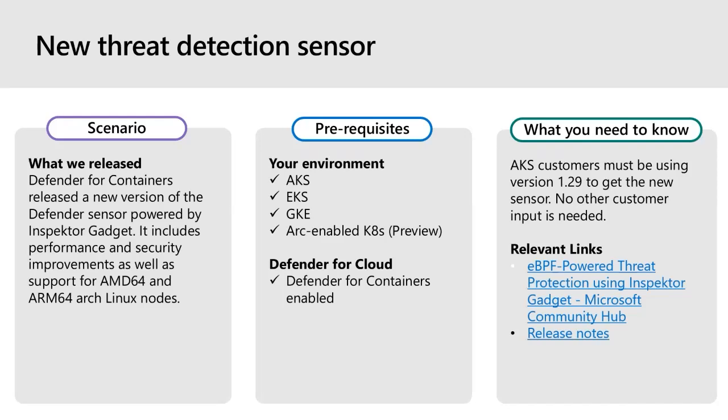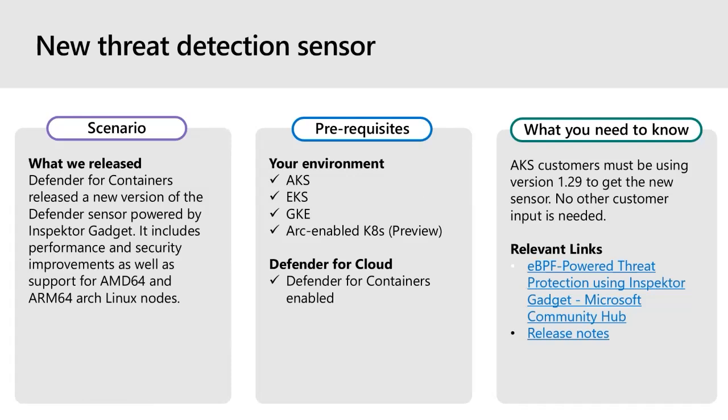So if customers choose to use ARM64 node pools in AKS, the only prerequisite is they need to use Kubernetes version 1.29 and above. You can also see that you can use the new sensor if you have AKS, EKS, GKE, and on-prem Arc-enabled Kubernetes environments. The ARM64 processor provides low power compute for your Kubernetes workloads. So customers who prefer to use this just need to remember that the only requirement is to be on AKS version 1.29 and above. There is no other action required from your end to use this facility.